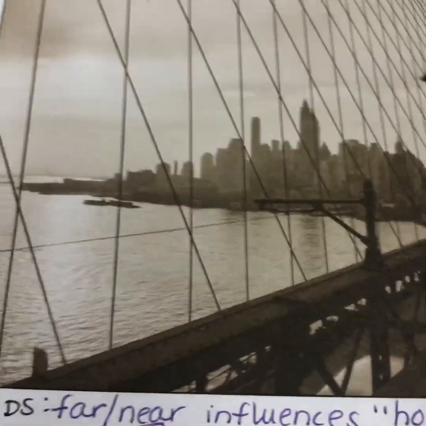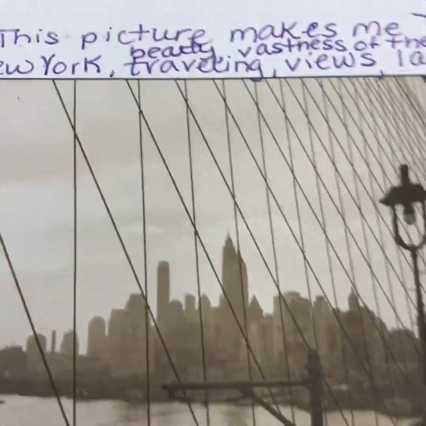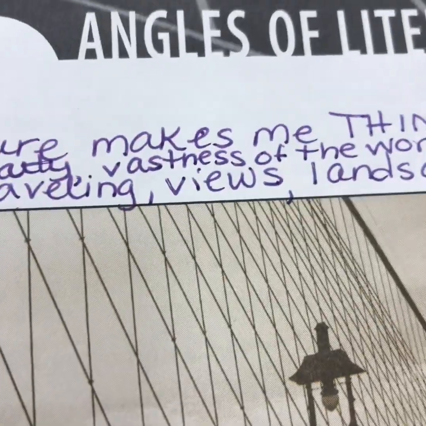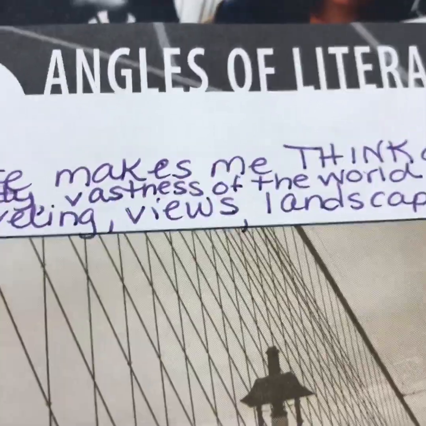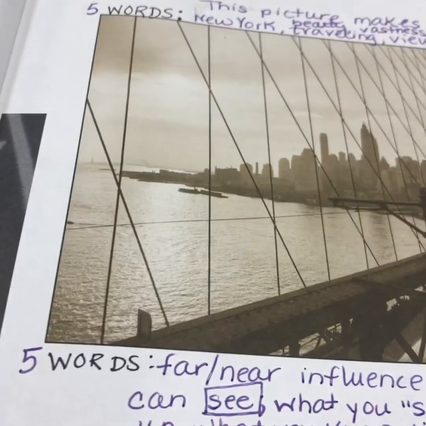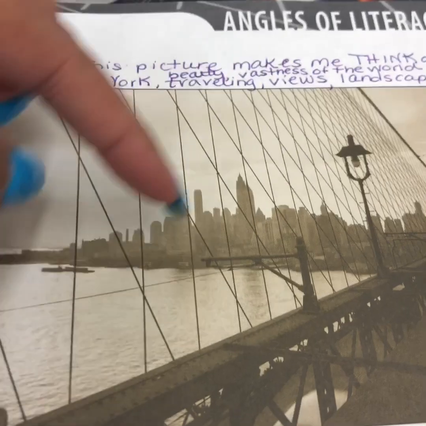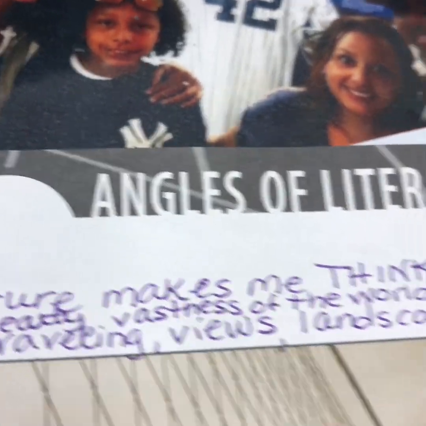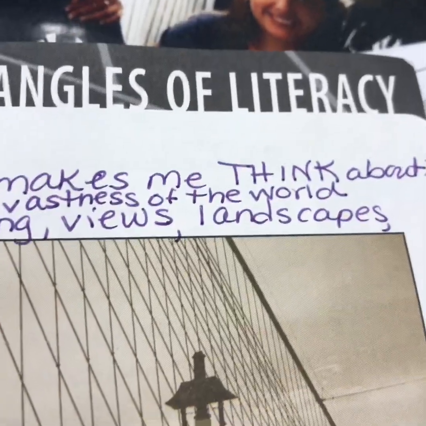If you look at the picture and you have the river here and all of these buildings in the background, it makes me think of the word vastness, or how big the world is, or even just this one city. It makes me think about different points of view, because if you're standing on this section of the bridge here, you're going to have a different viewpoint than if you were actually standing in the midst of the city. So there's all different views, and that relates to this idea of an angle. And then landscapes. Landscapes are all about what you see.